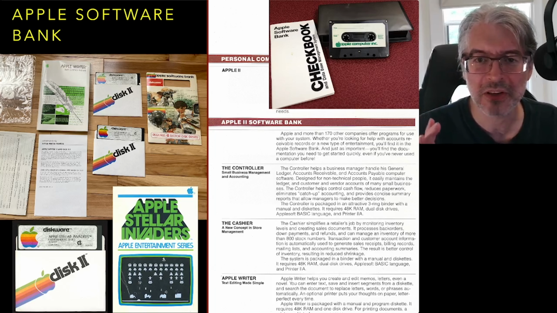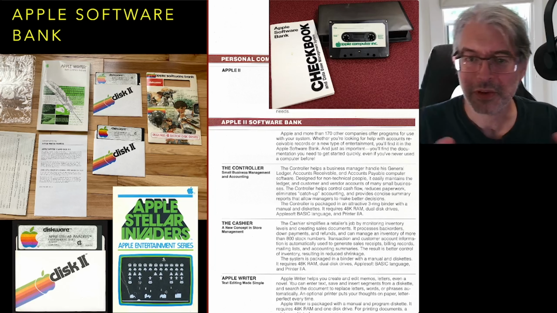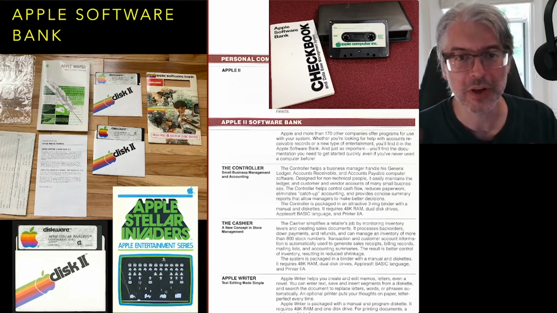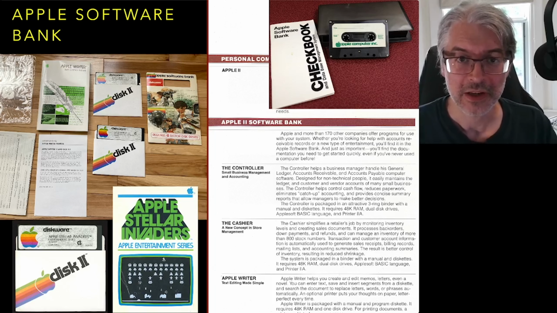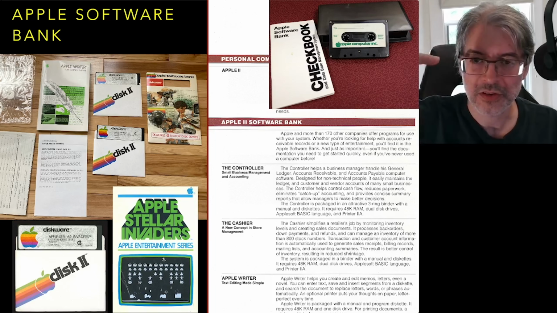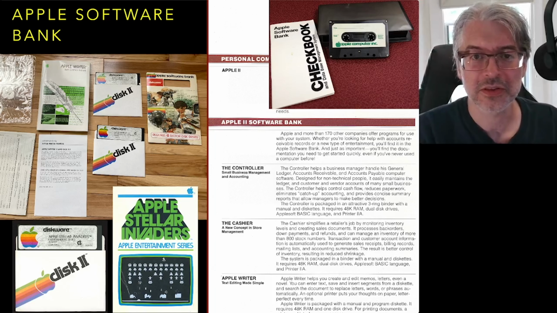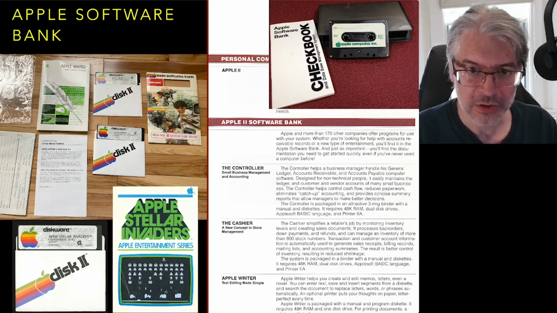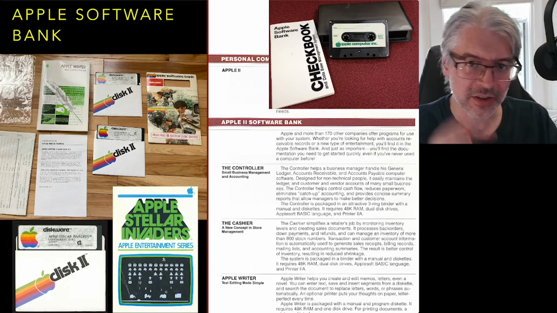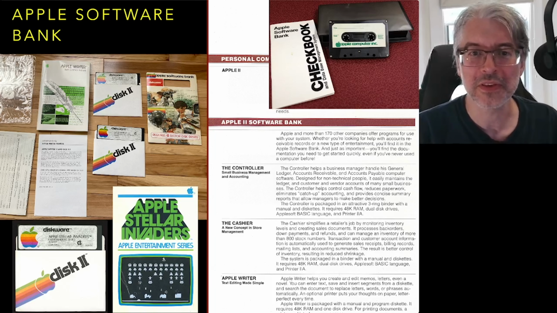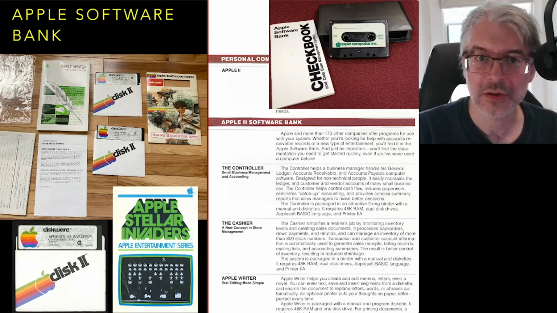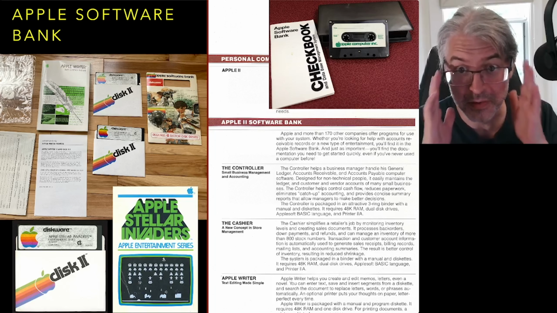So this is a page that has on it the controller, the cashier, and Apple Writer, and in the upper left corner is a picture of what the Apple Writer package looked like. There's a little folder that contains the disks. There's 2 disks, and then there's the manual. This one is interesting because I actually was able to unwrap it. I'll talk about that a little bit later. But I had a couple of these that were still wrapped originally, so I was able to see what order things came in and stuff like that.